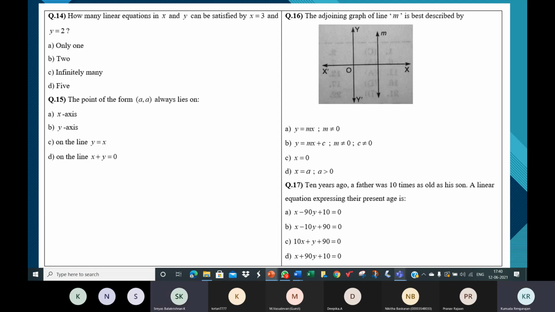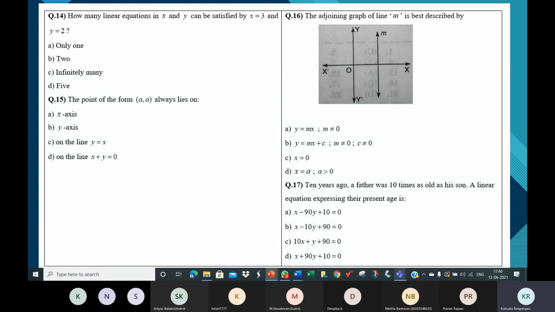Always lies on, if it is the x-axis, on the line y is equal to x. Yeah, on the line y is equal to x because clearly the x coordinate is equal to the y coordinate. A comma A. So the x coordinate is equal to the y coordinate. So such points will lie on the line given by the equation y is equal to x.